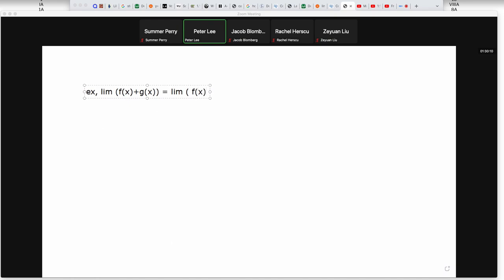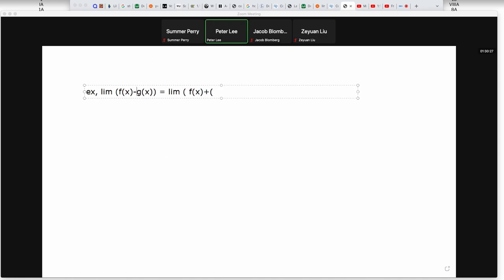F plus, and then what? Oh, wait, one second here. This is now equal to this minus g of x. Sorry, I need to put a minus here. So what happens for the limit of a differential function? That can be written as minus g of x. It's the same thing.